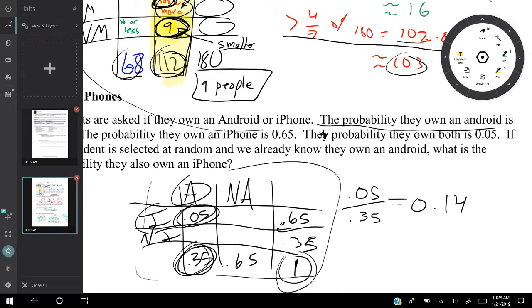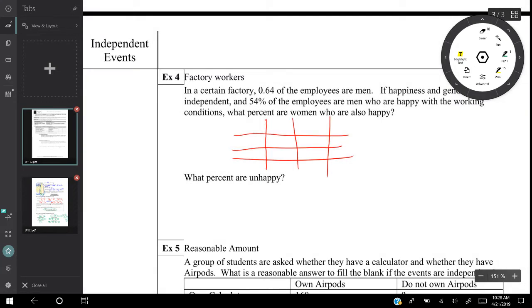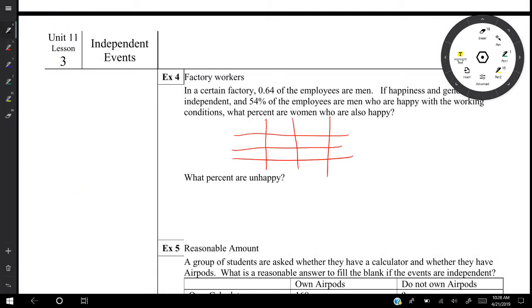It's all the same, right? We just have the probability already, and we don't have the number of people. Who cares? We don't really care about the literal number of people. What we care about is the probability. So we already are handed some of the numbers. Our total is 1, and this is men, women, happy, not happy. So 0.64 are men, which means 0.36 are women.